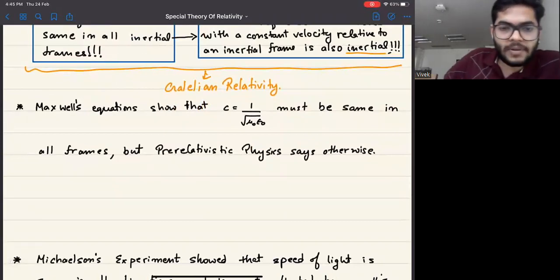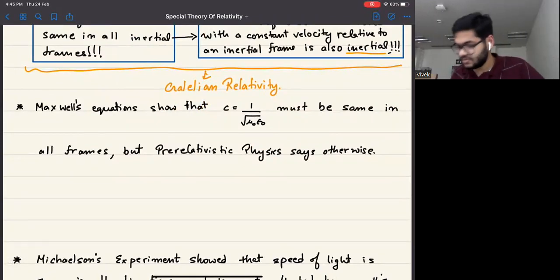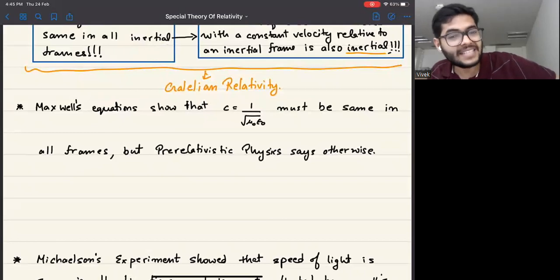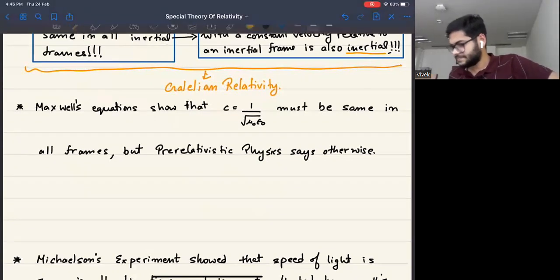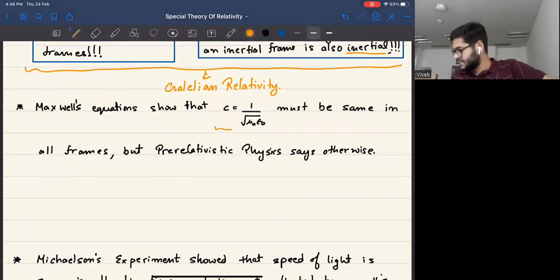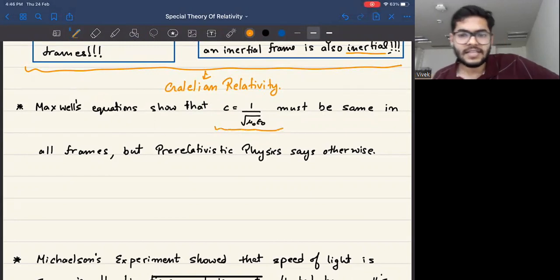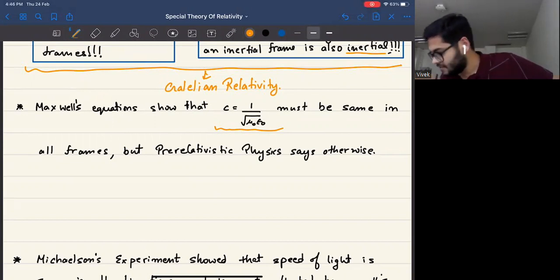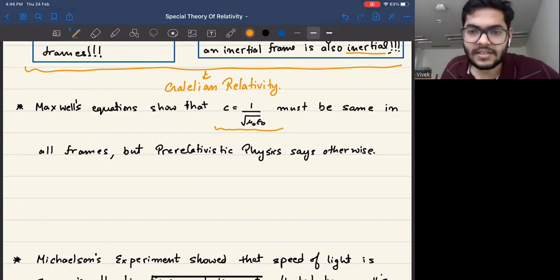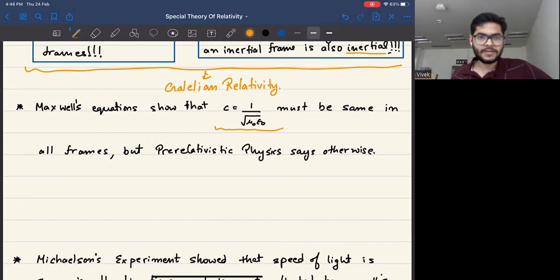So where did the problem actually come? So from Maxwell's equations, from the theory of electrodynamics, it was shown by Maxwell that the speed at which electromagnetic waves travel is given by 1 over the square root of mu naught times epsilon naught. So what does this mean?